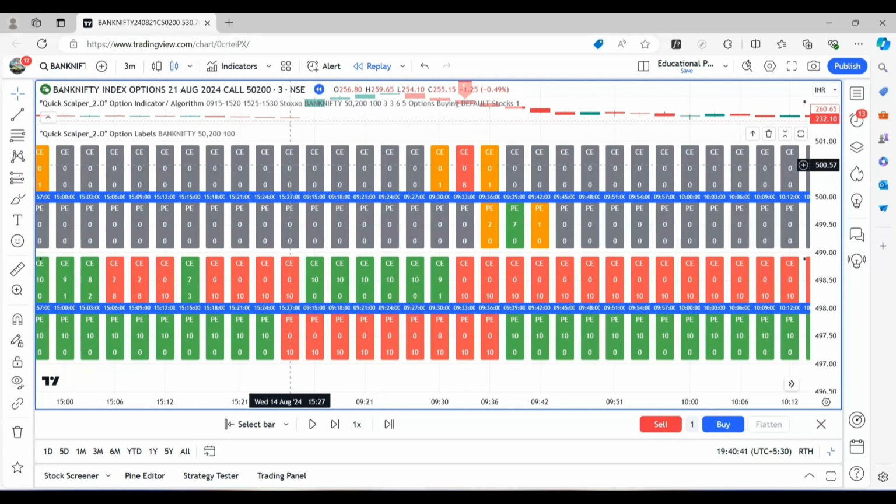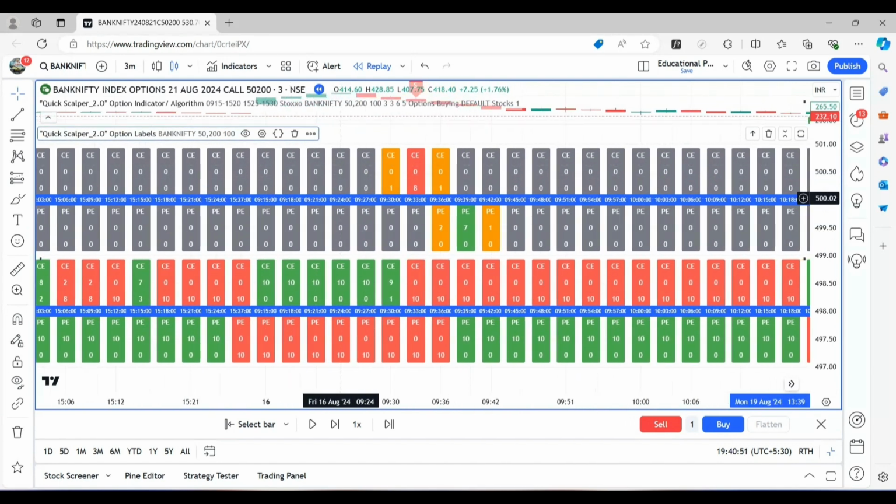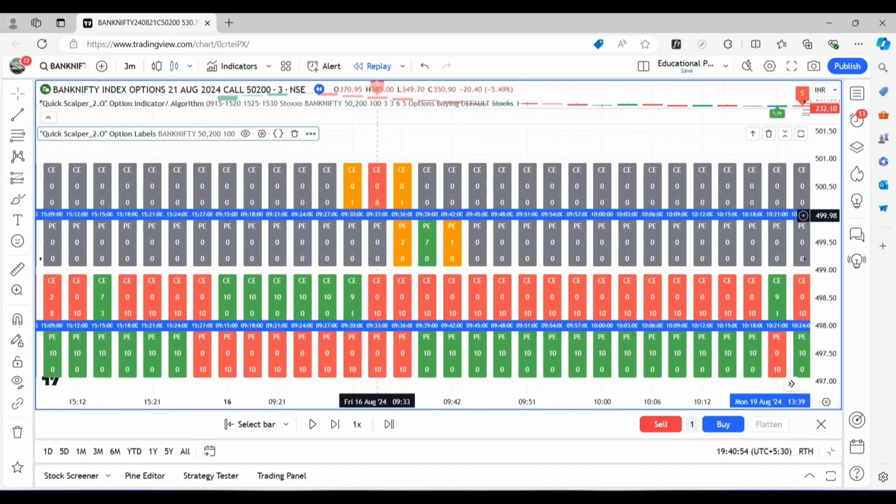In the above conditions, we should consider the first setup, that is the above condition. In the above labels there is no confirmation till now. It is in a neutral stage, so there is no confirmation. Now in this candle you can see the confirmation happened for the above way.